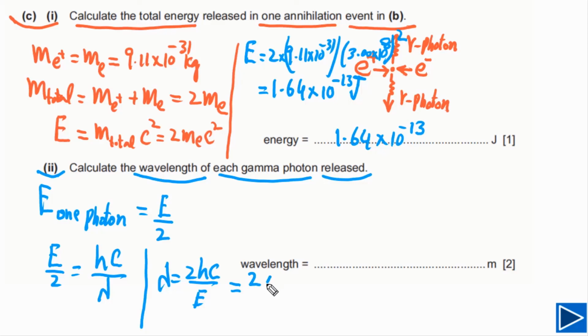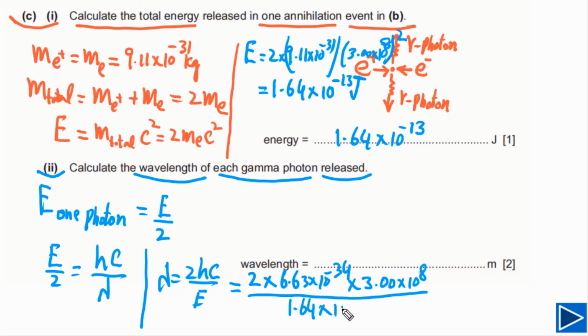So in this case we have 2, multiplied with h. h is Planck's constant, and the value of Planck's constant is 6.63 times 10 to the negative 34, and c is a constant equal to 3.0 times 10 to the 8, and we need to divide by E total. E total is 1.64, the answer we got in C1, times 10 to the negative 13.